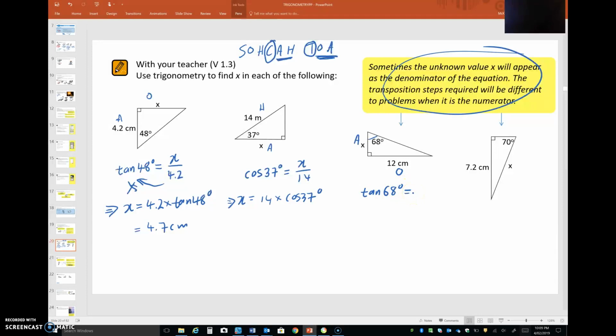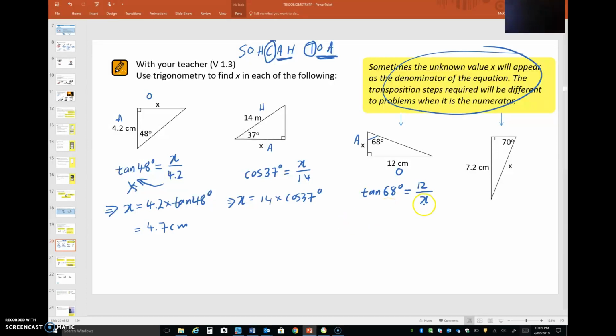Now, which goes on top? Well, opposite is before adjacent. O is before A in SOHCAHTOA. So the opposite side goes on top. Now things look a little different here because before the x's were all on top. So what do we do in this situation? Well, let me show you the long way, and then we'll basically arrive at a shortcut we can use from now on.